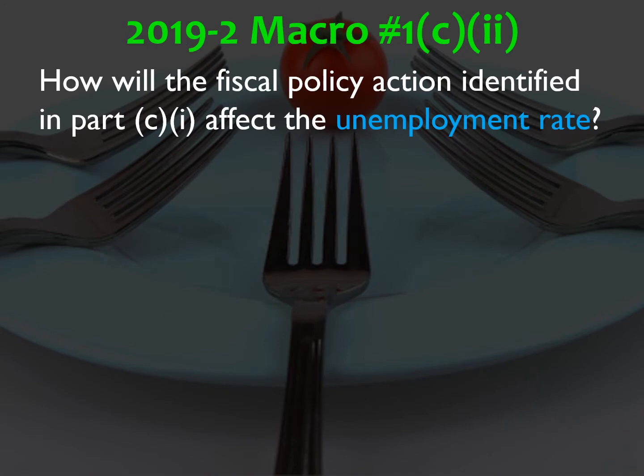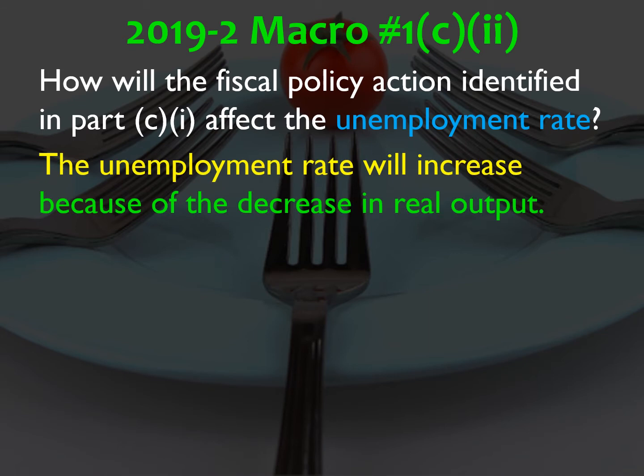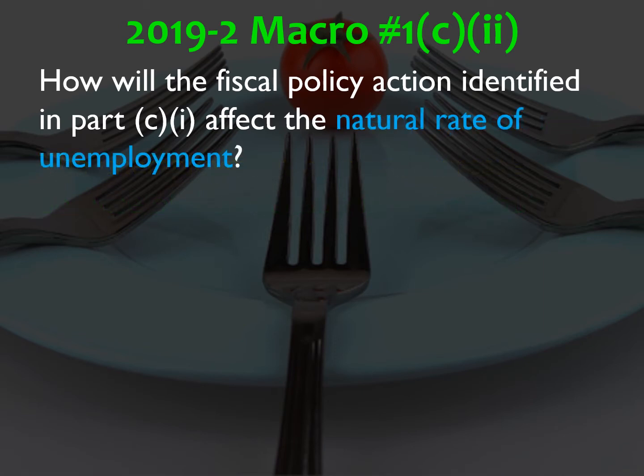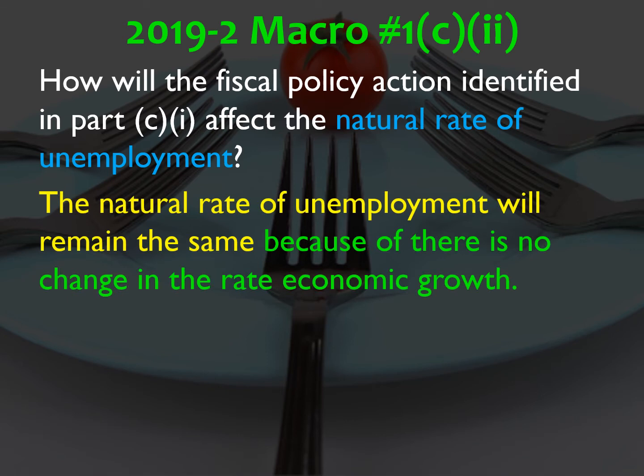Part 2, how will the fiscal policy action identified in Part C1 affect the unemployment rate? So the unemployment rate is going to increase because of the decrease in real output. Remember that real output and unemployment rates are inversely related. How will it affect the natural rate of unemployment? The natural rate of unemployment will remain the same because there is no change in the rate of economic growth. So the only thing that changes the NRU is economic growth, or rarely economic shrinkage.